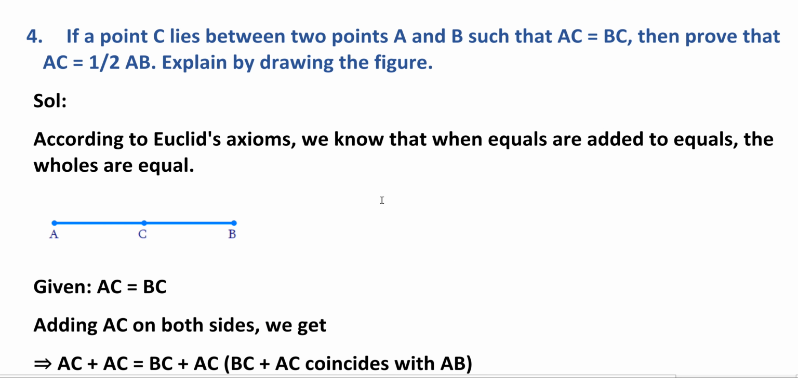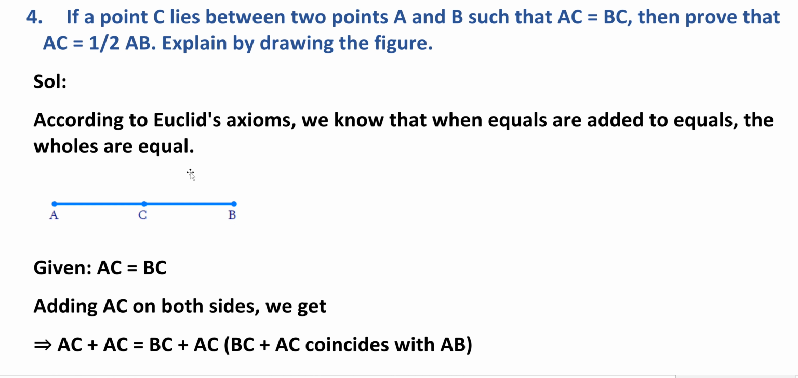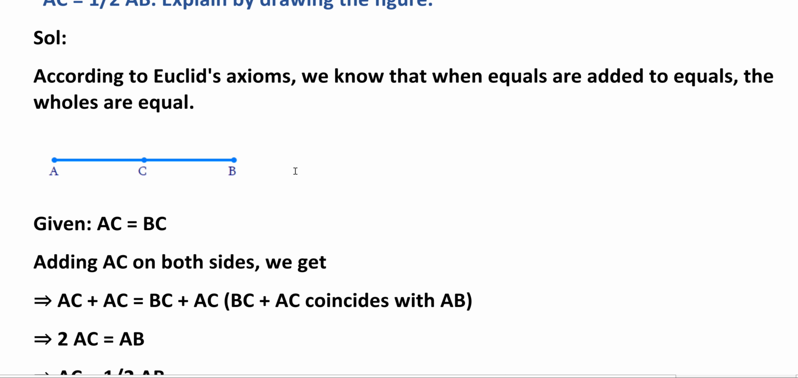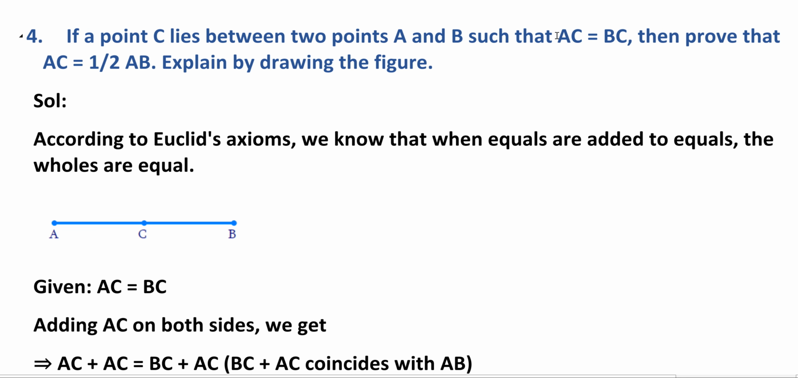Fourth problem. If a point C lies between two points A and B such that AC is equal to BC, then prove that AC is equal to half of AB. Explain by drawing the figure. Solution. According to Euclid's axioms, we know that when equals are added to equals, the wholes are equal. So the line is ACB, one line with point A, point C and point B. Given AC is equal to BC.